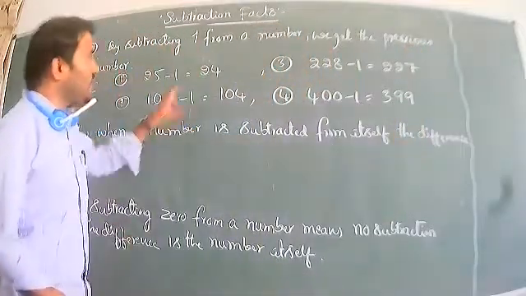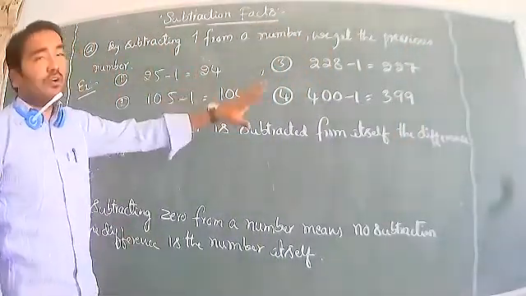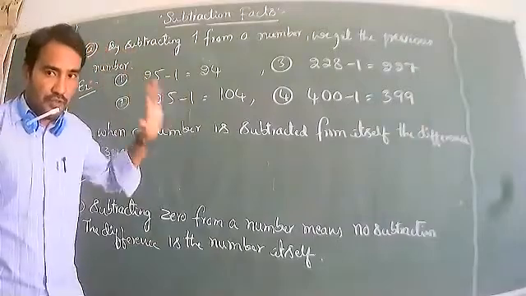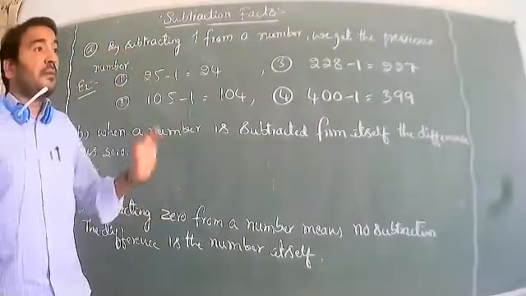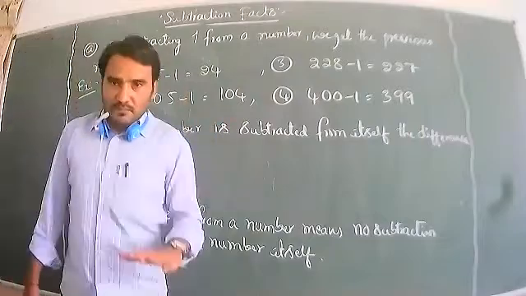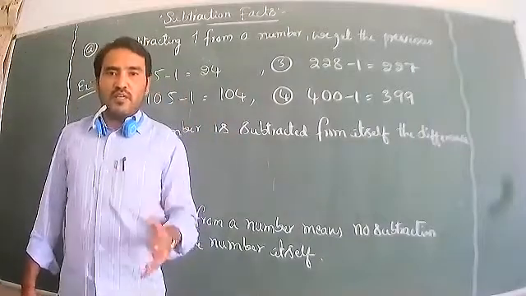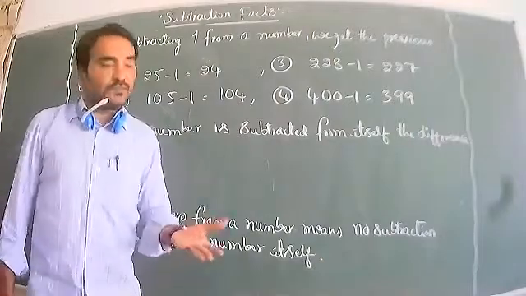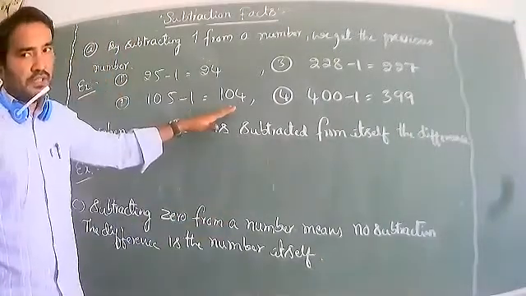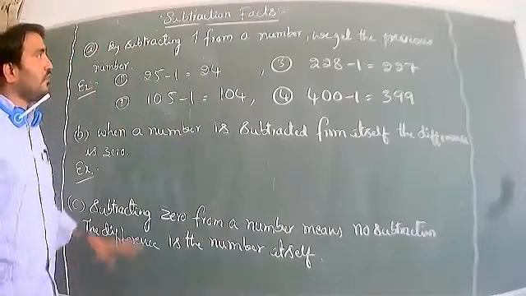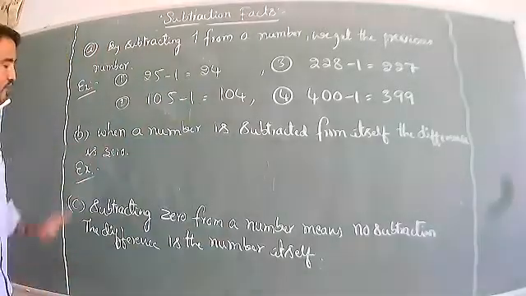The previous number or before number is also called the predecessor of the number. Predecessor means before number. We use this word from third standard onwards, so you will hear these words then. So this is the first fact. I will go for the second one.